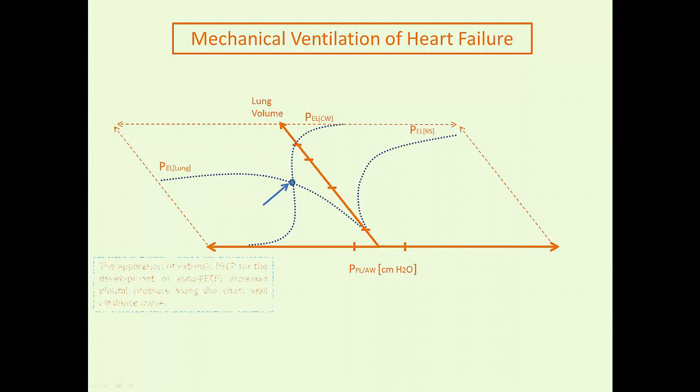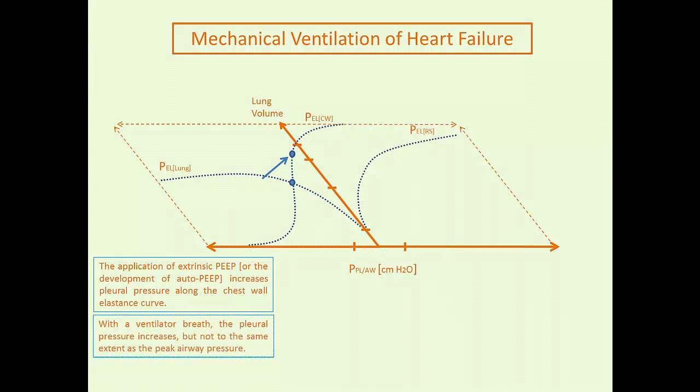So let's go through a thought experiment. If we apply PEEP to this heavily sedated passive patient, increases in pleural pressure will follow the chest wall compliance curve. So at a given volume, you've increased your intrathoracic pressure from, say, here to, say, here, along up the z-axis into the page and across the x-axis here. And the ventilator breath on top of that will then increase your pleural pressure, say, to there.